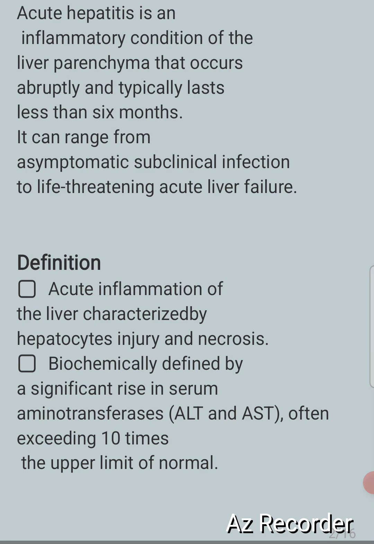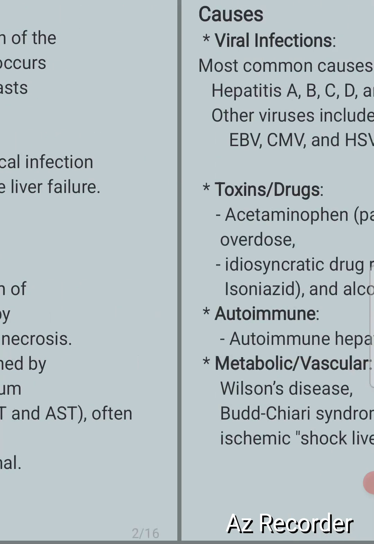It can range from asymptomatic subclinical infection to life-threatening acute liver failure. So we can define it as acute inflammation of the liver characterized by hepatocyte injury and necrosis. Biochemically, it is defined by a significant rise in serum aminotransferases, that is ALT and AST, often exceeding 10 times the upper limit of normal.